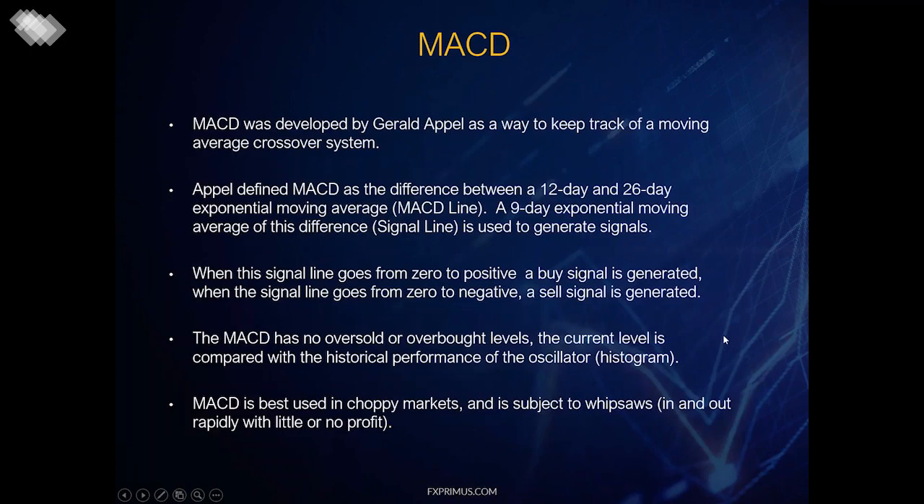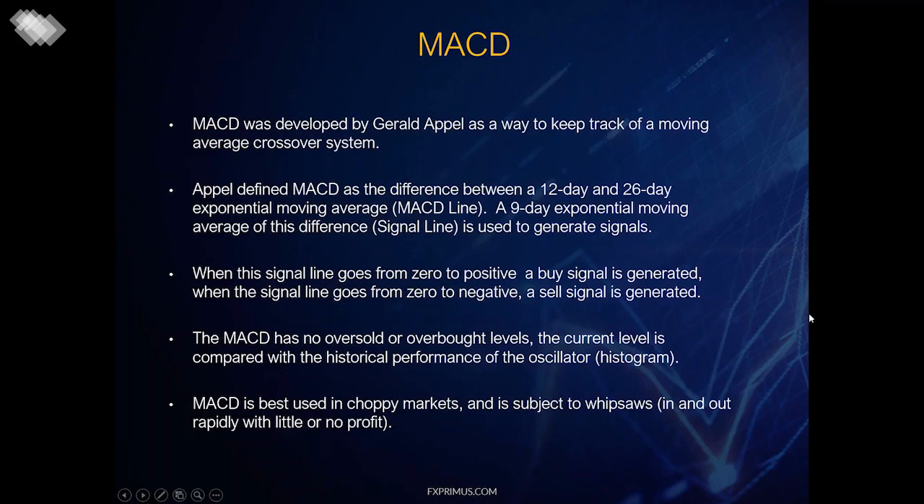Now, in terms of the MACD, this is another indicator that is used widely by traders. The MACD was developed by Gerald Appel as a way to keep track of a moving average crossover system. Appel defined MACD as the difference between a 12-day and 26-day exponential moving average, the MACD line. A 9-day exponential moving average of this difference is the signal line, used to generate signals.